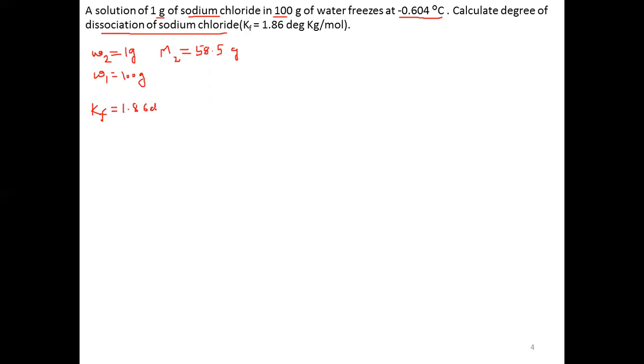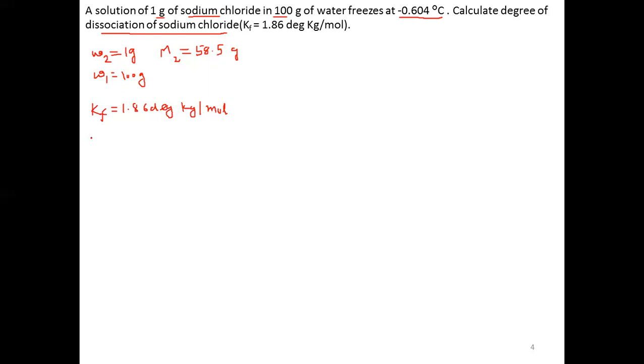Kf is 1.86 degree kg per mole. Okay, so this is the value of Kf. We have to calculate the degree of dissociation of sodium chloride. So to calculate the degree of dissociation, we need iota. So first we will calculate iota, but let us see what else is given.